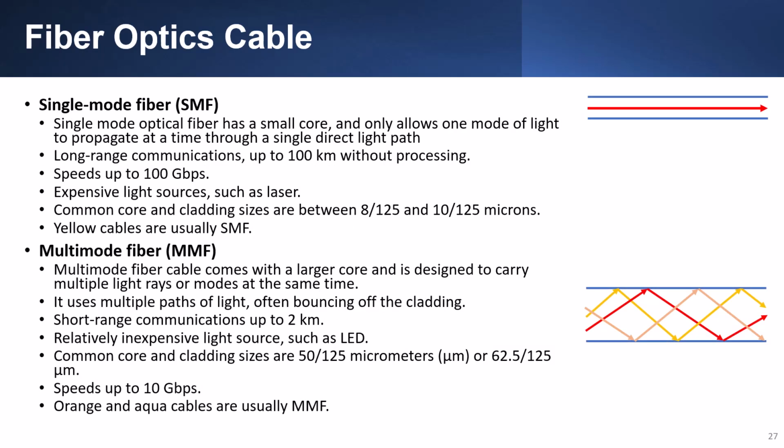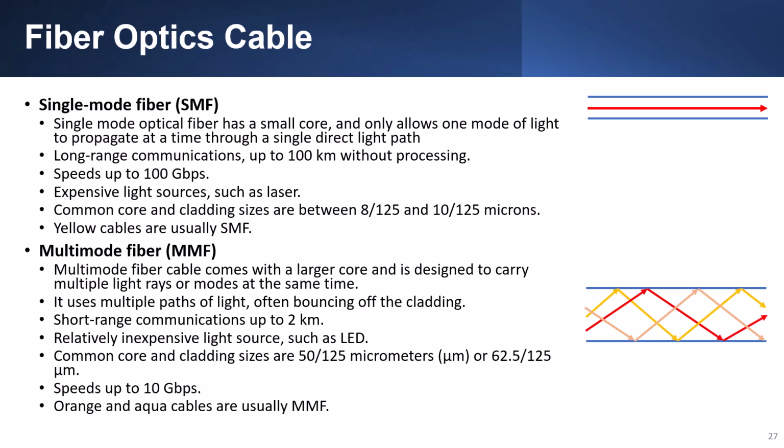Single mode fiber, or SMF, has a small core and only allows one mode of light to propagate at a time through a single direct light path. It's used in long-range communications up to 100 kilometers without processing, and it offers speeds up to 100 gigabits per second. It uses expensive light sources such as lasers. Common core and cladding sizes are between 8/125 and 10/125 microns. Yellow cables are usually SMF.